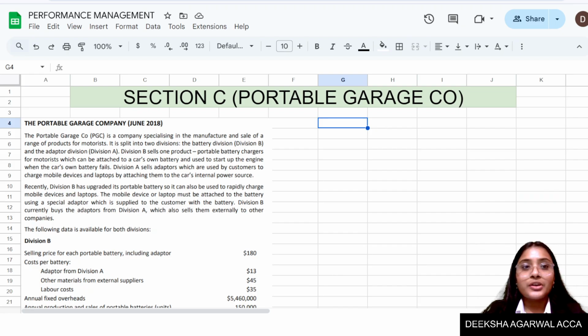In this lecture, we are going to start with another question, that is the portable garage company. This question is also basically based upon your transfer pricing only. Moreover, like the profit that a company will be having based upon the different divisions. So it's basically based upon divisional manager performance and all. So let's get started.